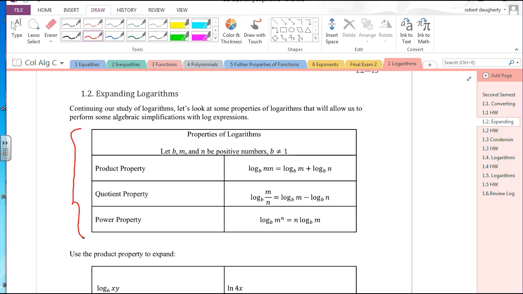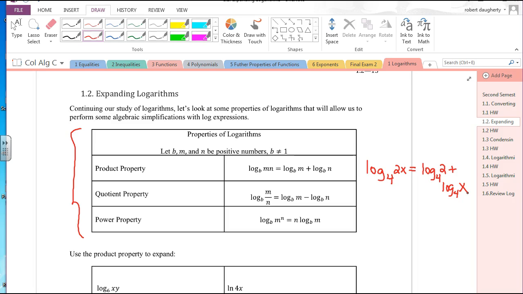So this first property is the product property. The log of two things multiplied is the log of the first expression plus the log of the second expression. So an example of that would be if I gave you the log base 4 of 2x, that's going to be the log base 4 of 2 plus the log base 4 of x, okay? So I can split that up into two logarithms.